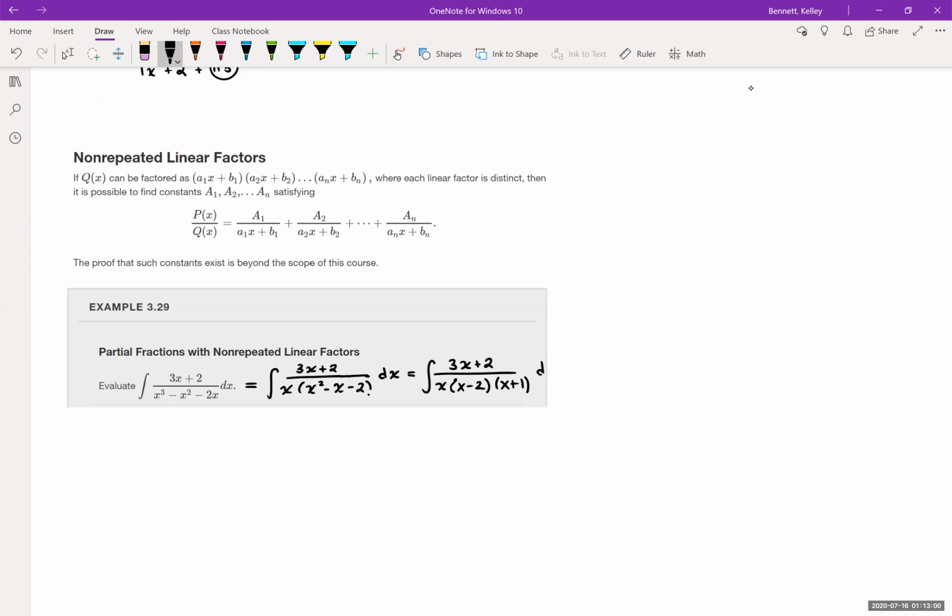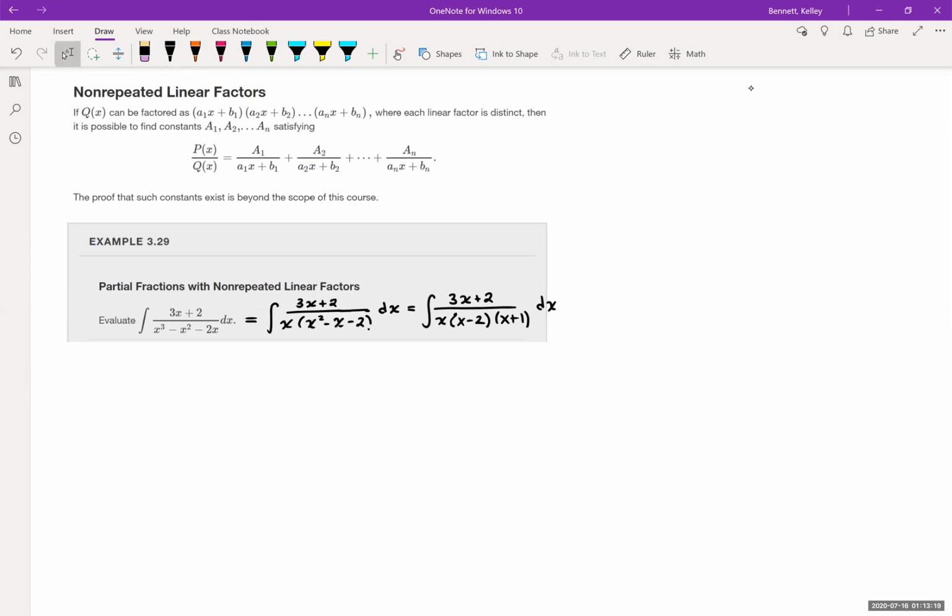Okay, so now that we have everything with the correct degrees and everything broken down nicely, I see that I have 3 linear terms, and they're all distinct or non-repeated. We'll see the repeated ones later. But anyway, they're all different. So the cool thing about this is the PFD, the partial fraction decomposition, says that (3x plus 2) over x times (x minus 2) times (x minus 1) equals A.